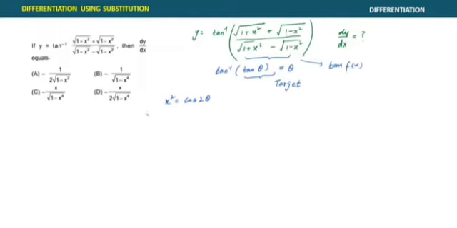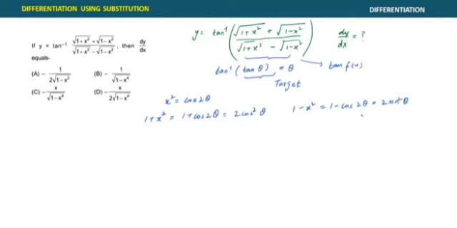So what is 1 plus x square? 1 plus x square is nothing but 1 plus cos 2 theta. And what is 1 plus cos 2 theta? Yes, it is nothing but 2 cos square theta. And 1 minus x square will be 1 minus cos 2 theta, which will be 2 sine square theta. So now you understand why I have taken this particular kind of substitution.